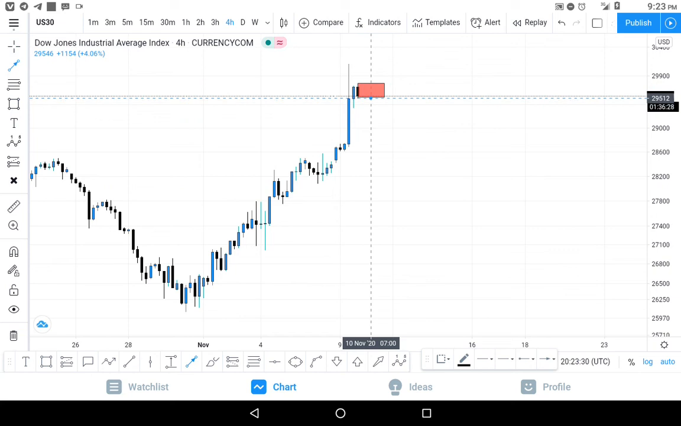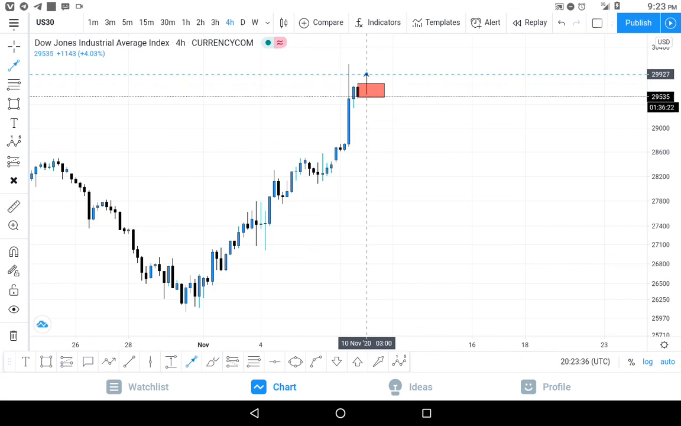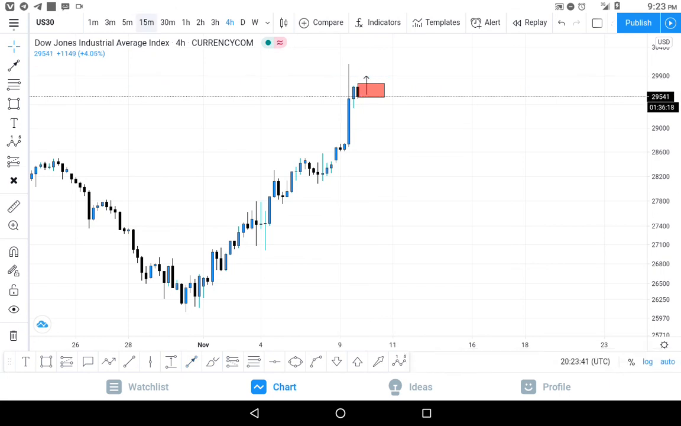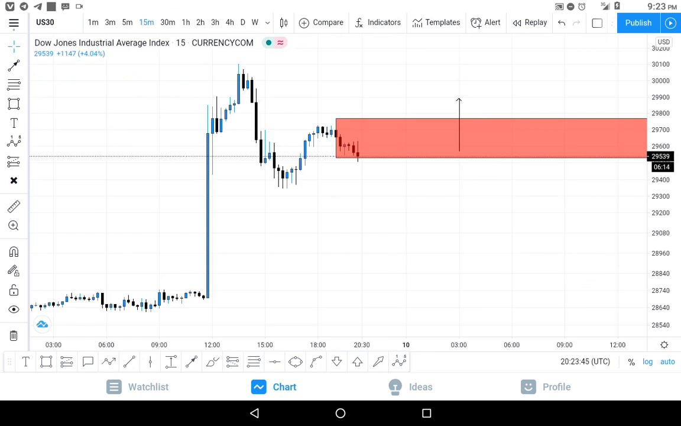So using the order block system, you must be a very patient trader. Was there a push up? I saw a push up. Good. What will I do now, guys? I'll go on my 15 minutes time frame. On my 15 minutes time frame, I have a push out of the box.